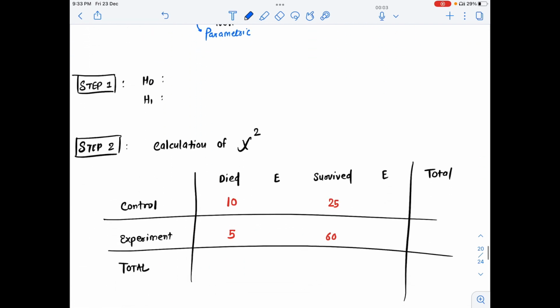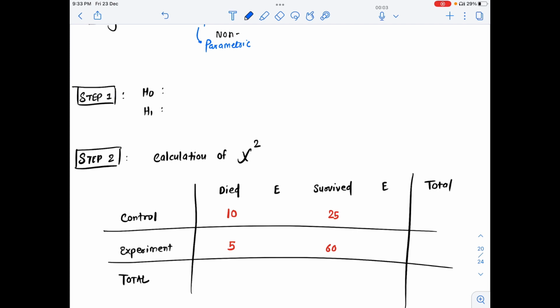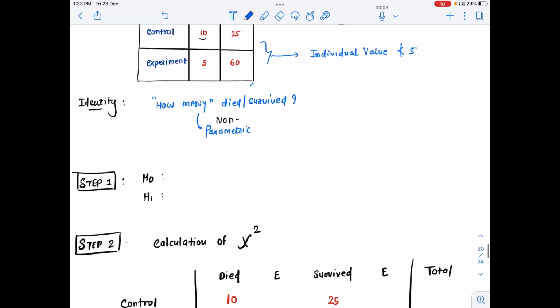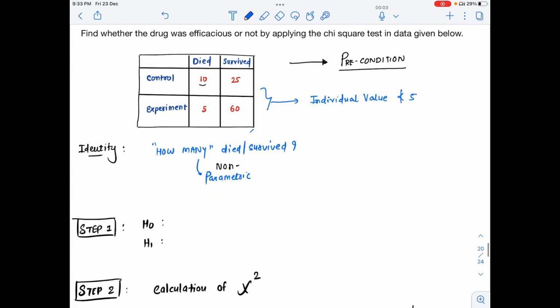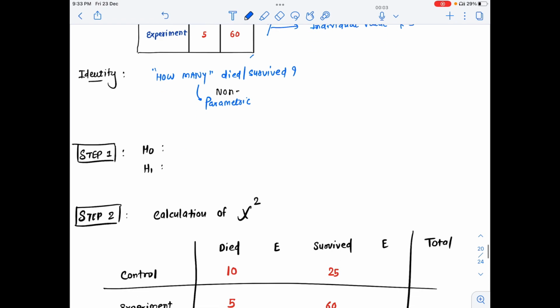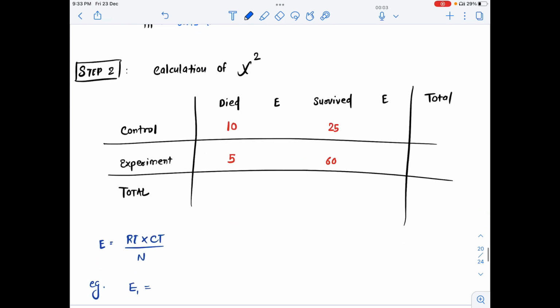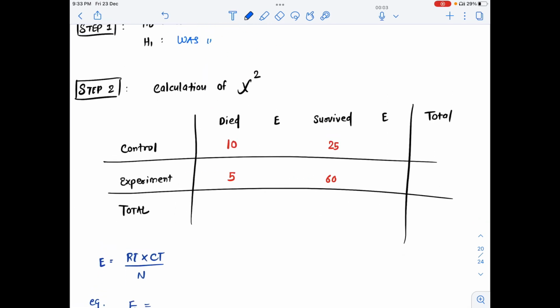Now step 1 is the null hypothesis. The null hypothesis will be different from all other tests because there is no notation being used here. So H0 will be what we have to find out in the question, whether the drug was efficacious or not. So H0 will be that the drug was not efficacious, and H1 would be that the drug was efficacious. Okay. Now this is the most important part, which is the calculation of chi-square, the test statistic.